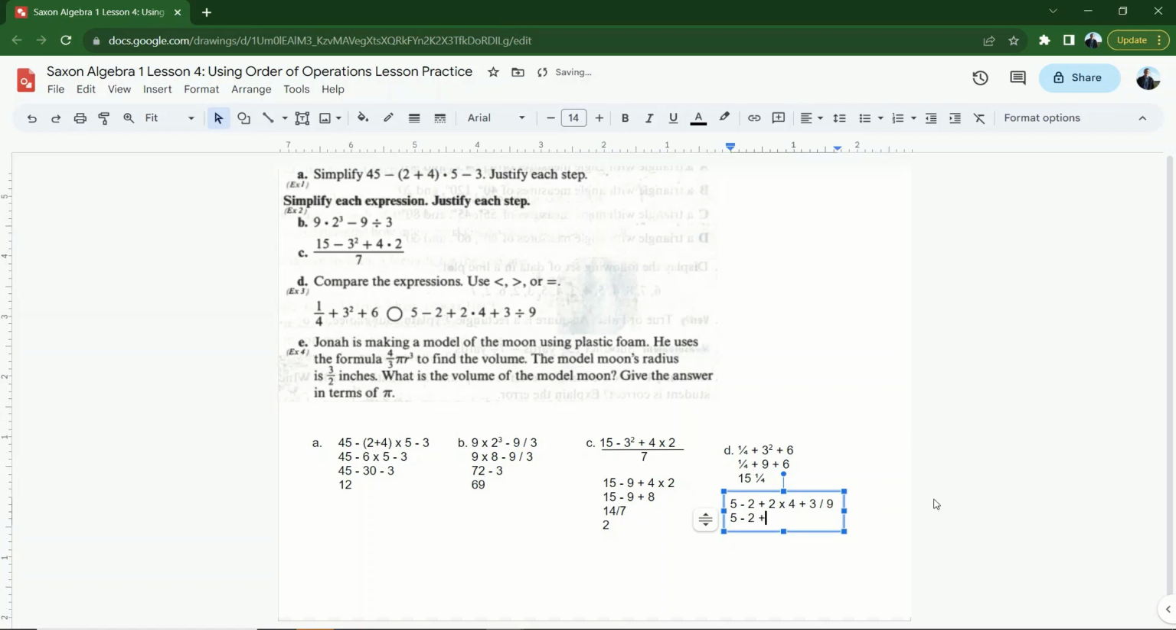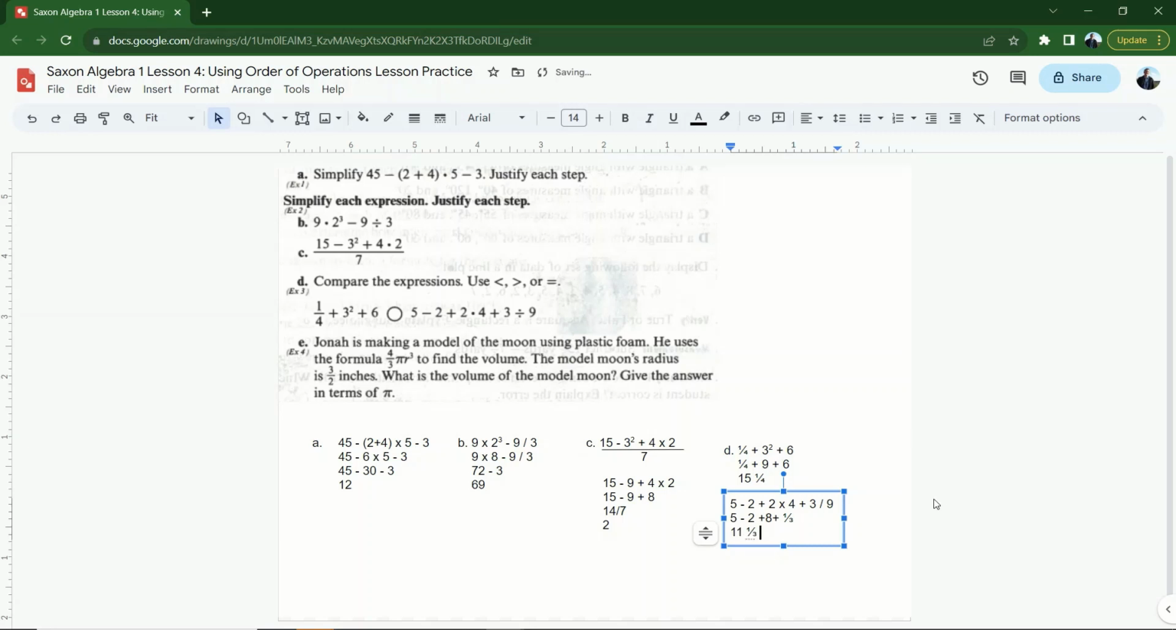5 minus 2 plus 2 times 4 is 8, plus 3 divided by 9 is 1/3. Okay, 5 minus 2 plus 8 plus 1/3. 5 minus 2 is 3, plus 8 is 11, 1/3. So this is going to be 11 1/3.